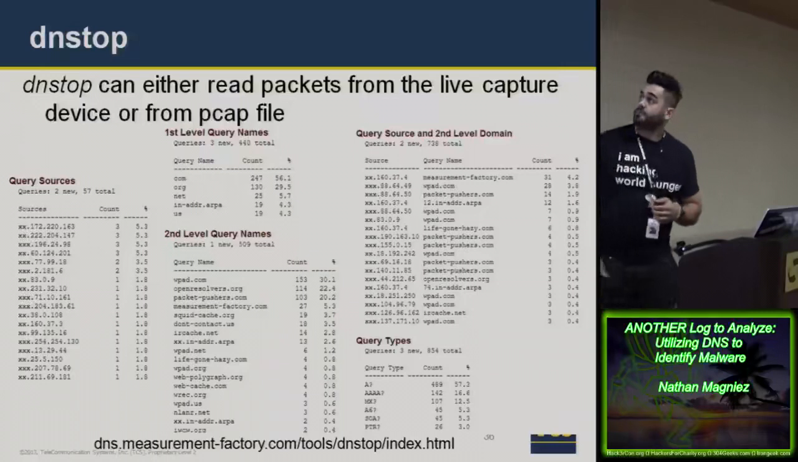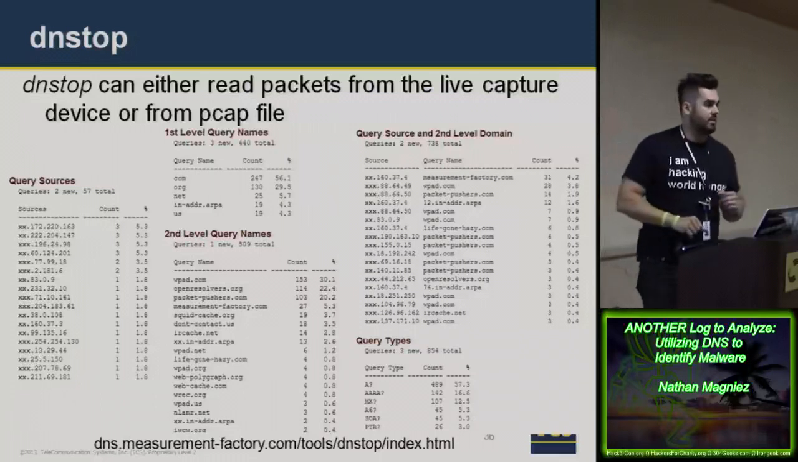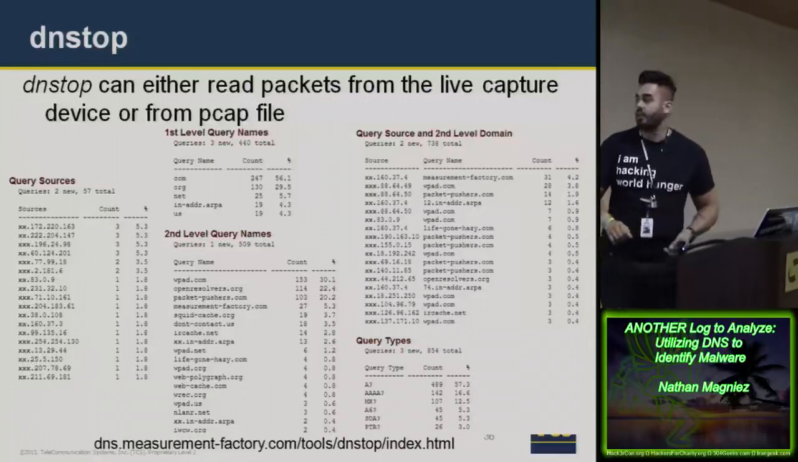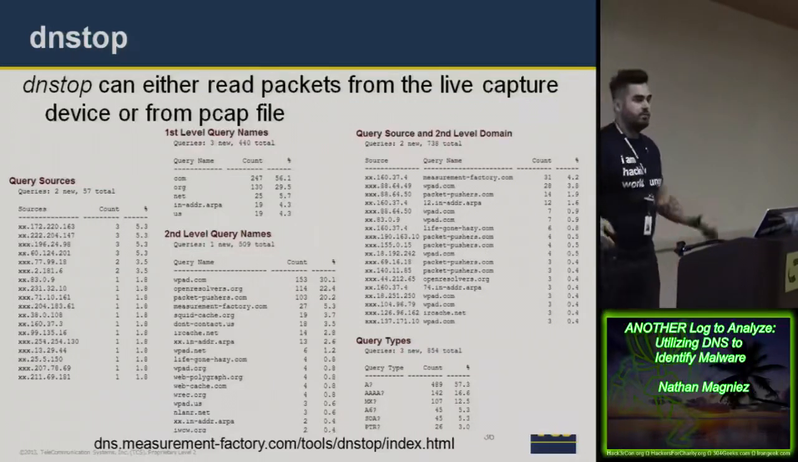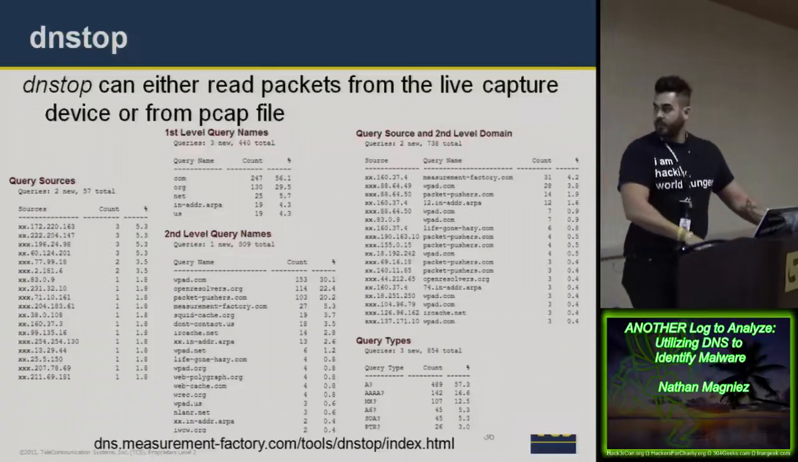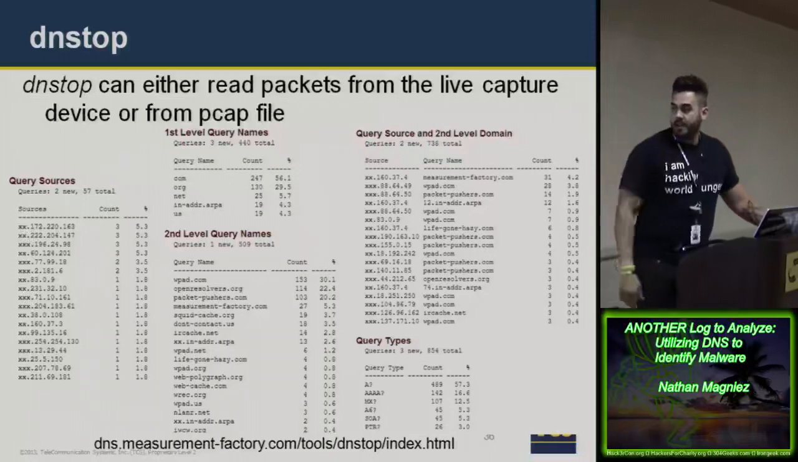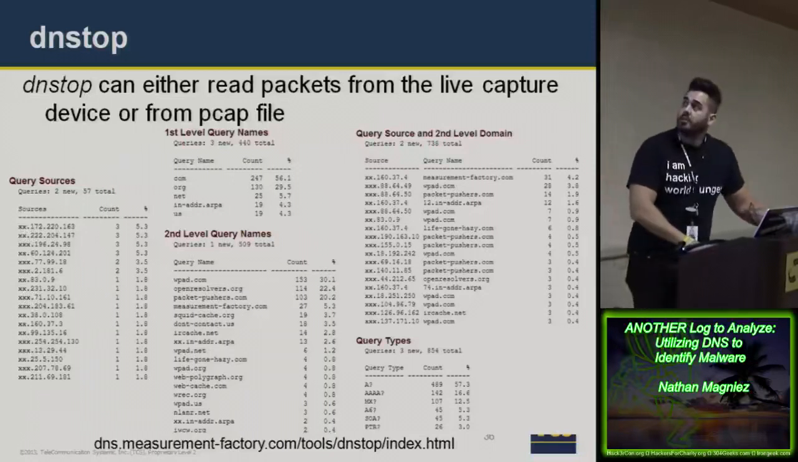Also query source and second level domains as well, so we can start to correlate who's doing what and who's at the top of the list for that and where they're connecting out to. And then also those query types too, but that's more of what's going on for mail exchanges, zone transfers, stuff like that. But still useful for you. It's open, and it's on dns.measurement-factory.com, at your disposal.